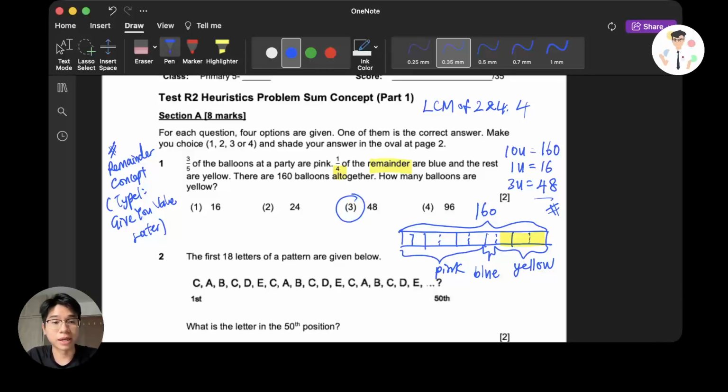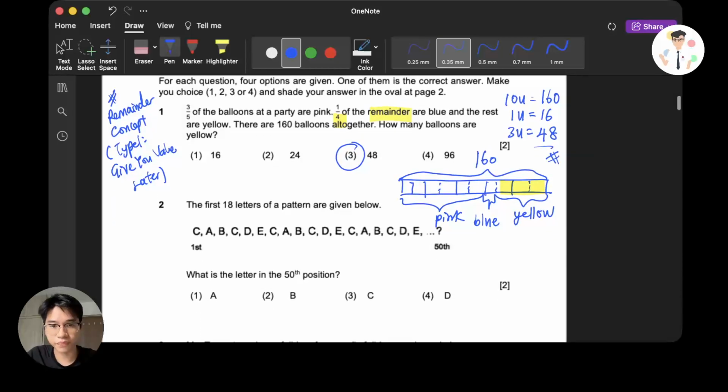Okay, so we are done with the first question, and I think this is kind of easy, nothing tricky. Perhaps it's actually easier than most of the remainder, concept type 1. Let's look at question 2.